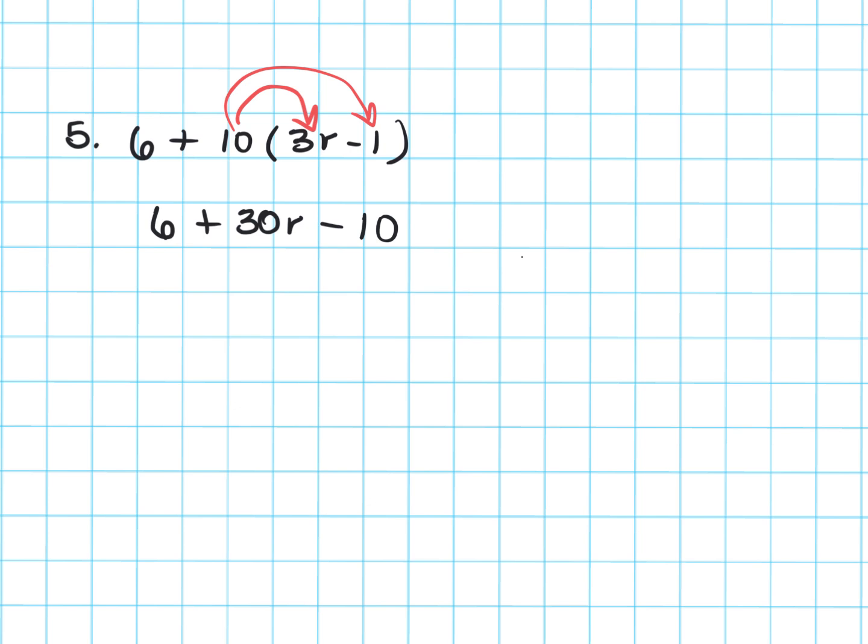So the like terms would be 6 and negative 10. When we combine those, we get negative 4, and then we just bring the 30r down. So it's negative 4 plus 30r, and that is our answer.